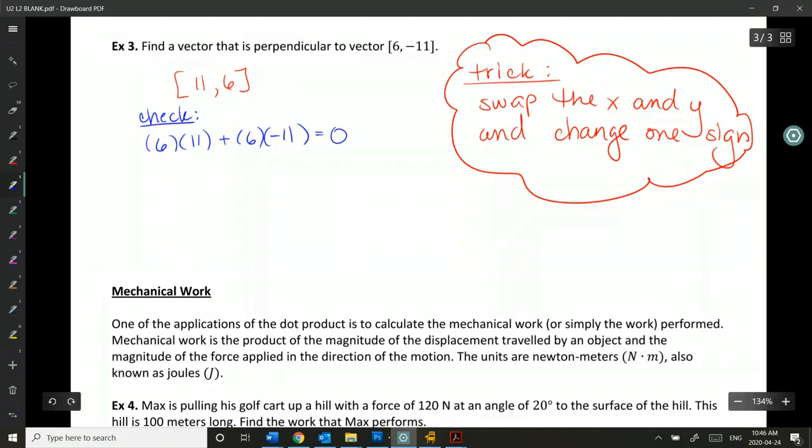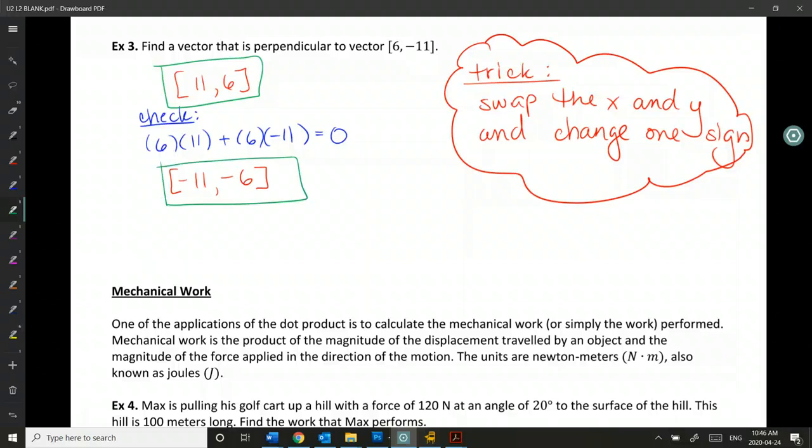Okay, so this could be one potential answer, 11, 6. And another potential answer, if I swap them and I make 6 negative, that will also dot to 0. So this could be another option. Or if you can think of any combination of things that could multiply to 6 and to negative 11, and then their sums would be 0, any of those things could work. But I think this is probably the easiest little trick that you can do to create a vector that in fact is perpendicular.